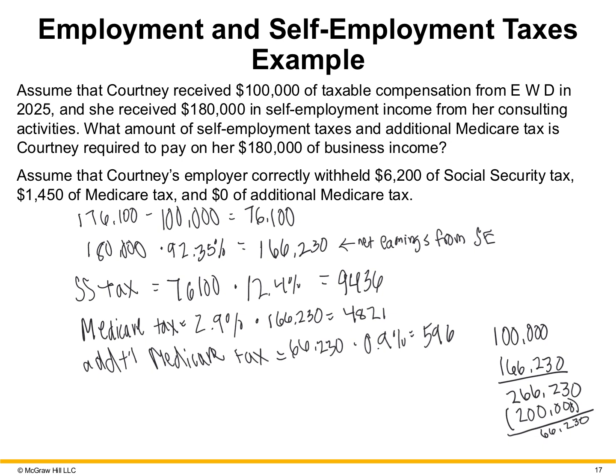And then one more step that we would want to do is take our additional Medicare tax number of $596 and subtract any additional Medicare tax that was withheld by Courtney's employer. If we look in the fact pattern, we see that Courtney's employer withheld $0 of additional Medicare tax. So our additional Medicare tax in this case is still going to be $596.